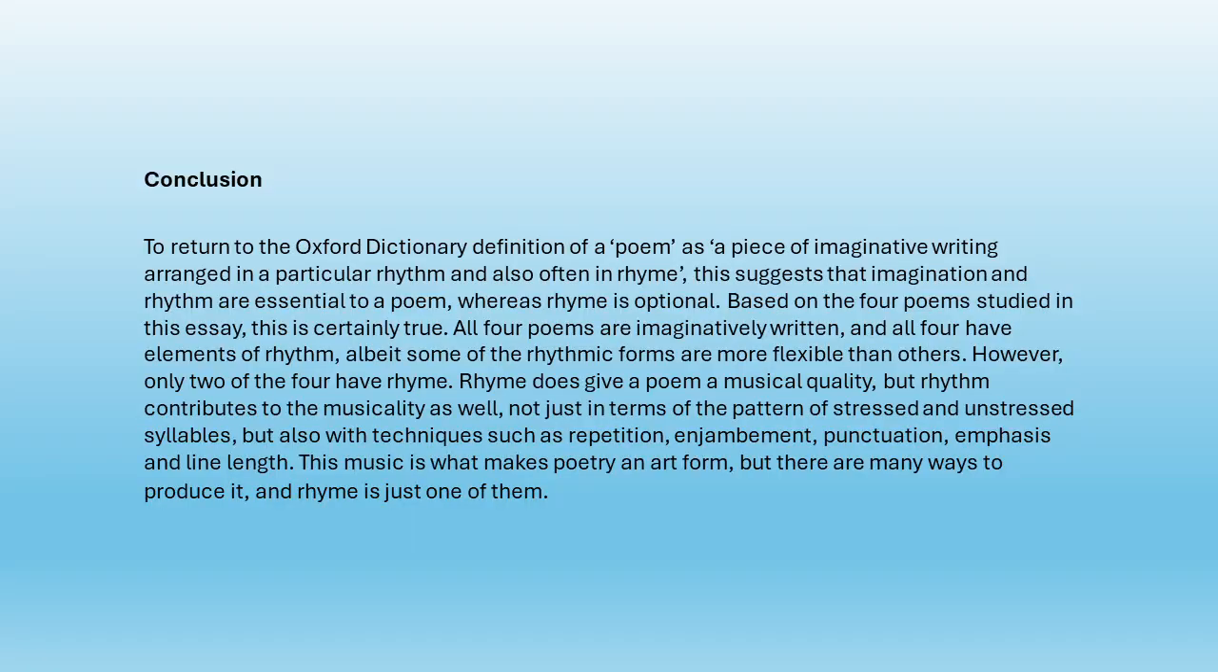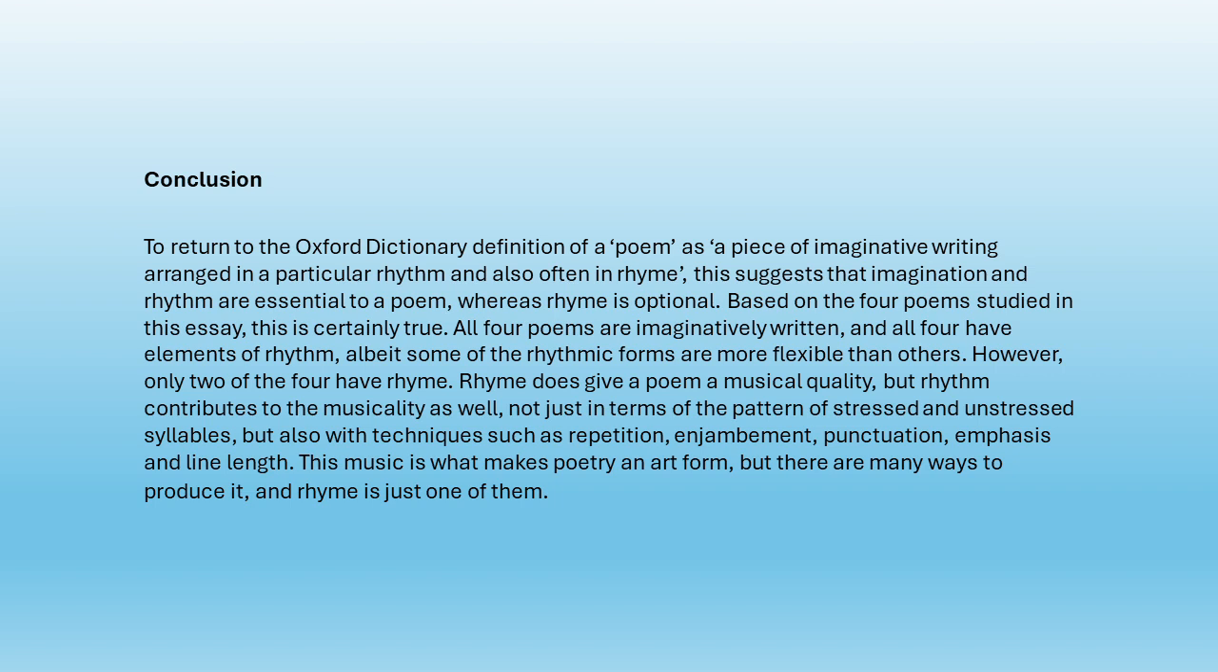And finally, the conclusion, a brief summary, and my verdict based on the evidence. To return to the Oxford Dictionary definition of a poem as a piece of imaginative writing arranged in a particular rhythm and also often in rhyme, this suggests that imagination and rhythm are essential to a poem, whereas rhyme is optional. Based on the 4 poems studied in this essay, this is certainly true. All 4 poems are imaginatively written, and all 4 have elements of rhythm, albeit some of the rhythmic forms are more flexible than others. However, only 2 of the 4 have rhyme.